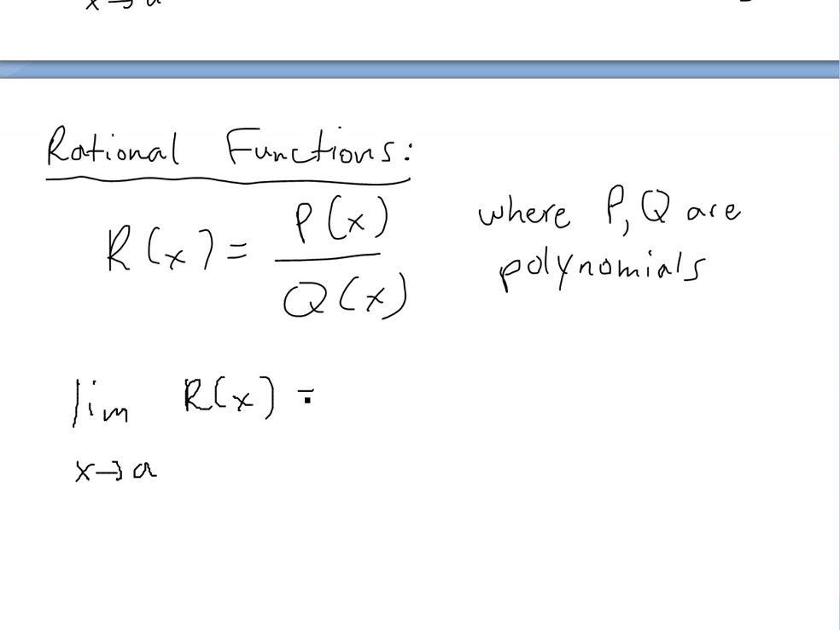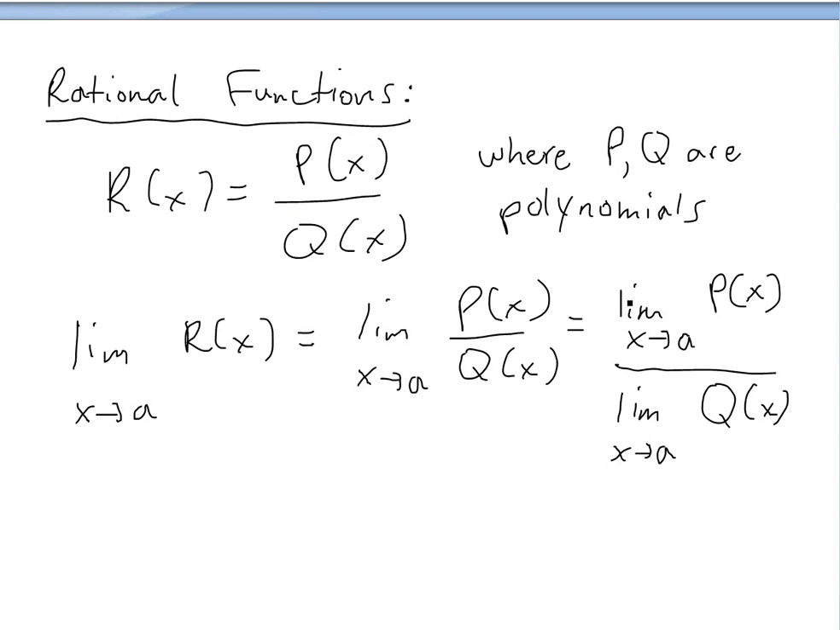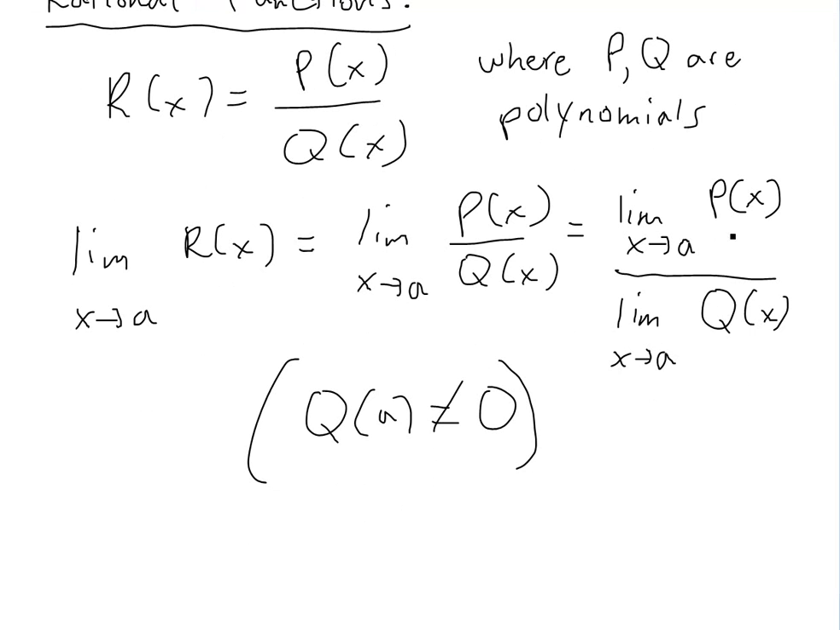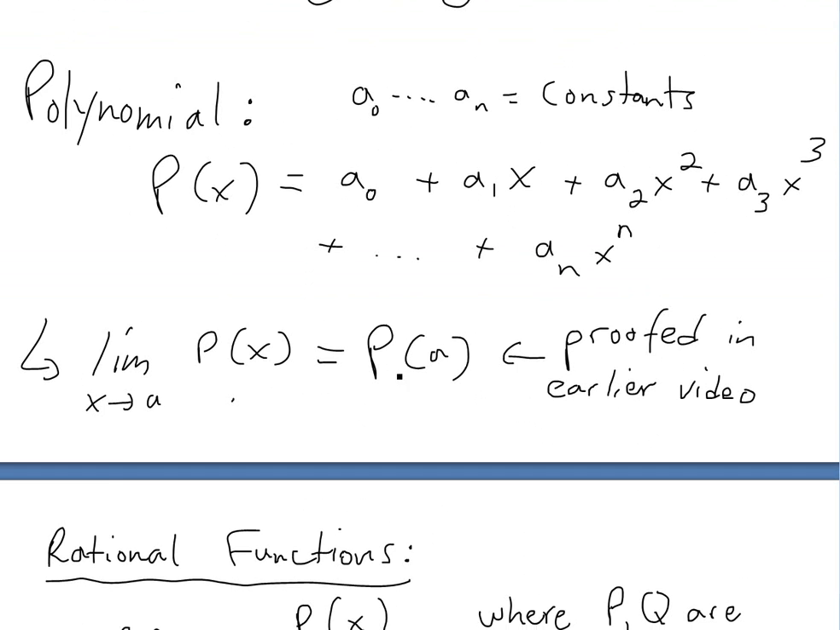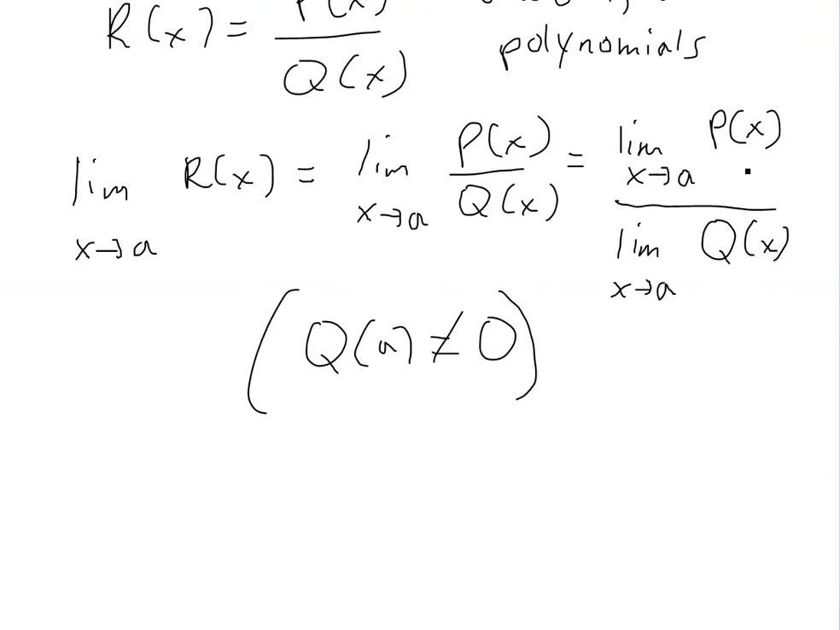If we just write this down, the proof is straightforward. We get the limit as x approaches a of p of x divided by q of x. Now if we apply the limit laws, you can break this apart into a limit divided by a limit. I just want to make a note here that q of a is not equal to 0, so we're doing the case where you're not going to get a division by 0. Now we use the earlier proof for polynomials. You can just plug in direct substitution for each polynomial, assuming q of a is not equal to 0.